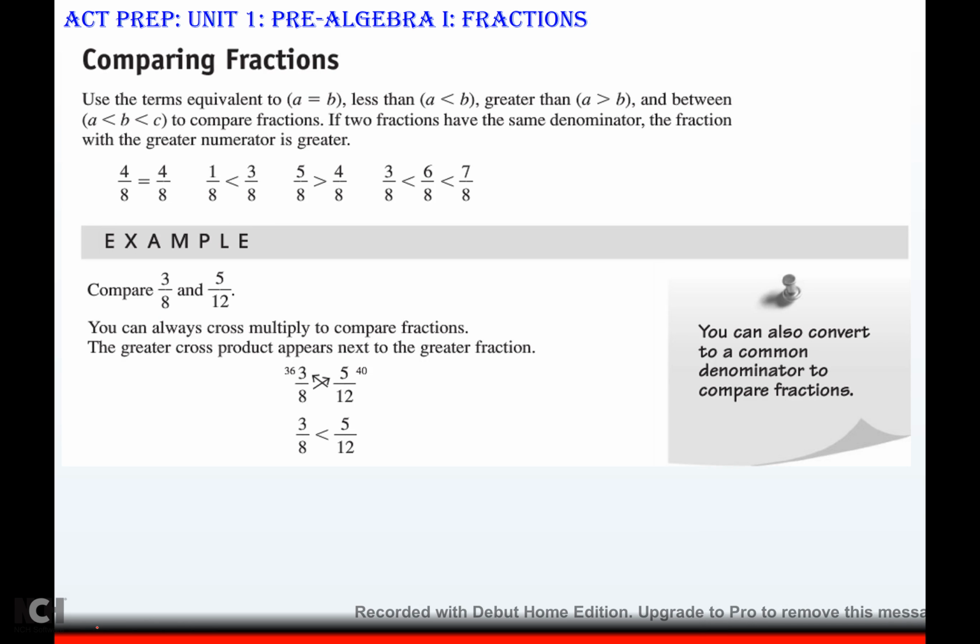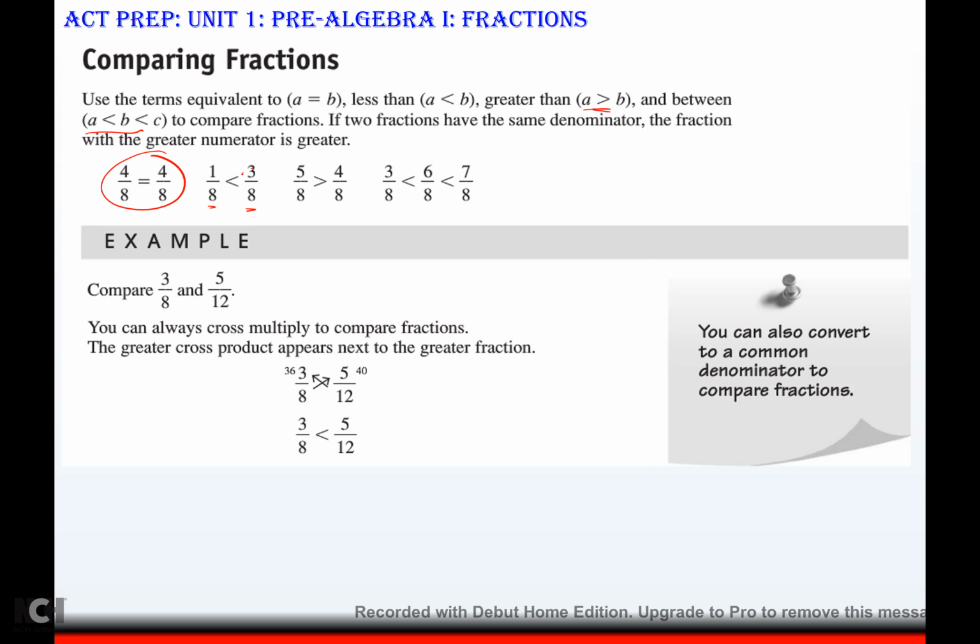So, to compare fractions, we use the terms equivalent to, A equals B; less than, A is less than B; greater than, A is greater than B; and between. If two fractions have the same denominator, the fraction with the greater numerator is greater. So 4/8 and 4/8, that obviously is equivalent. See how here the denominators match? So all you do is compare the numerators.